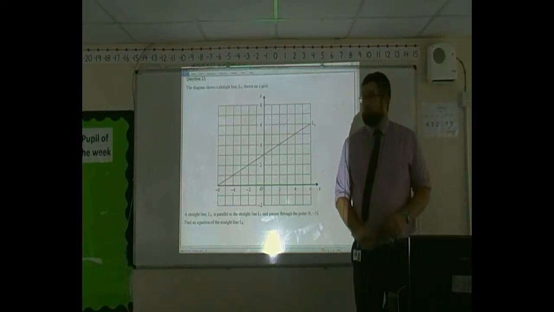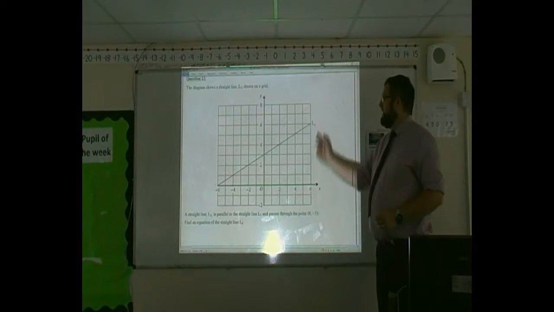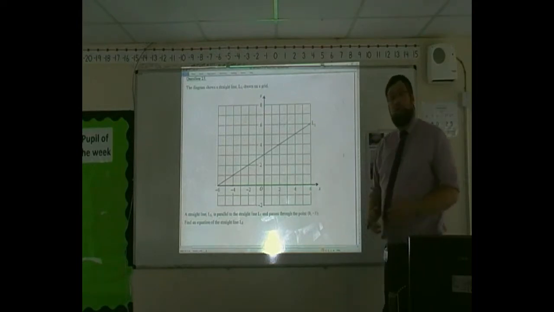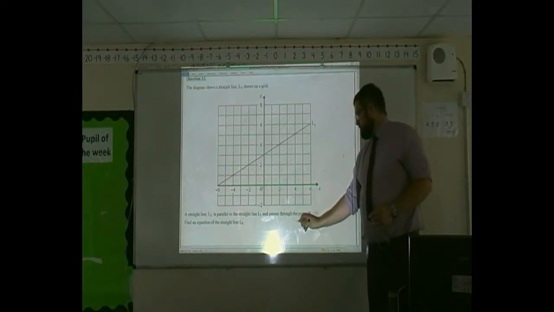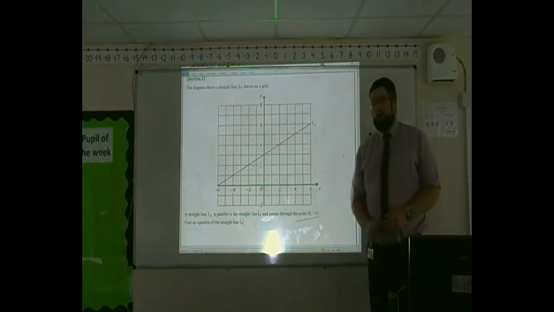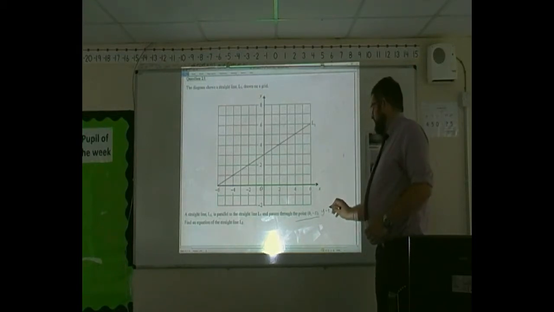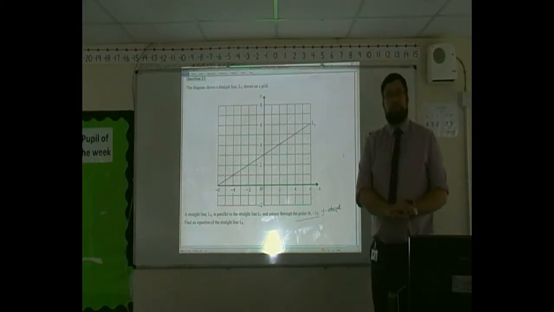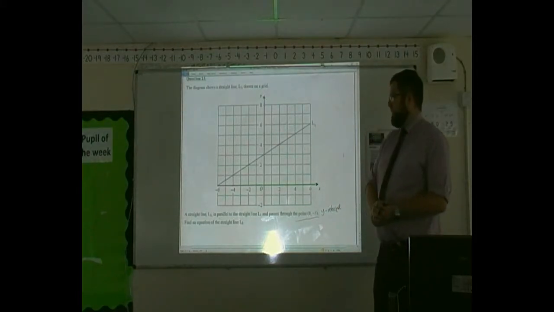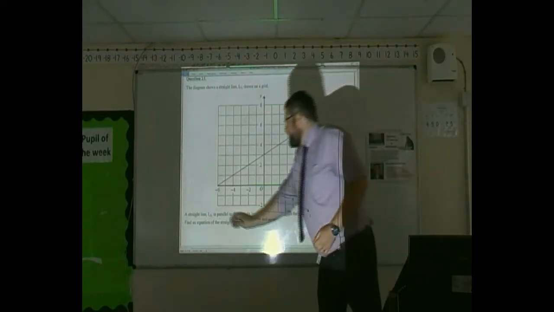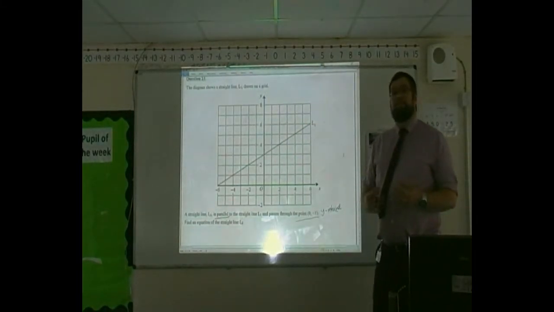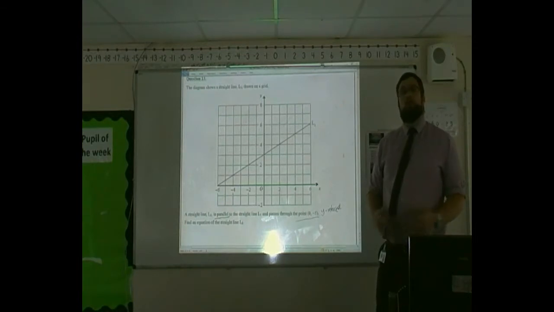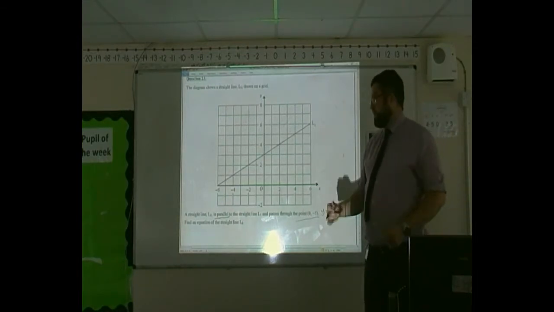Question 23. We're given a grid with a line L1 drawn on. We are then told that another straight line, L2, is parallel to the line that we've been given. And it passes through the point 0, minus 5, which is our y-intercept. We are then asked to find the equation of the straight line L2. So, key information here. We know that it is parallel. Because it's parallel, the gradients are therefore equal.